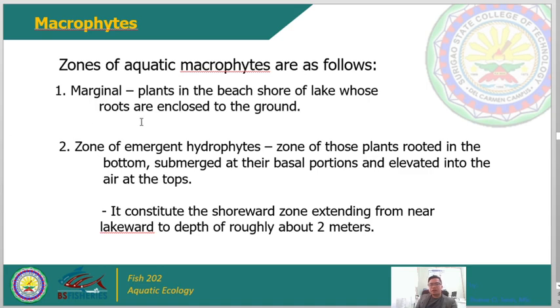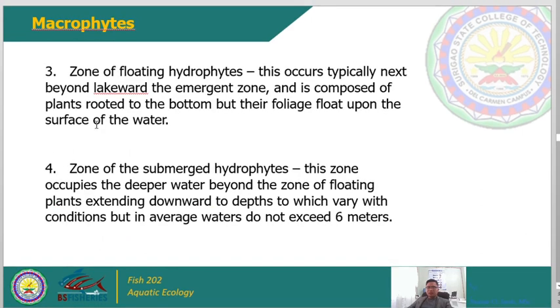So macrophytes. Zones of aquatic macrophytes are as follows: plants in the beach shore of the lake whose roots are enclosed to the ground. And so those are basically marginal, no? Those on the beach and shore. And the zone of emergent hydrophytes, basically emergent but it means they are submerged at the bottom. And then here we have a zone of floating hydrophytes.